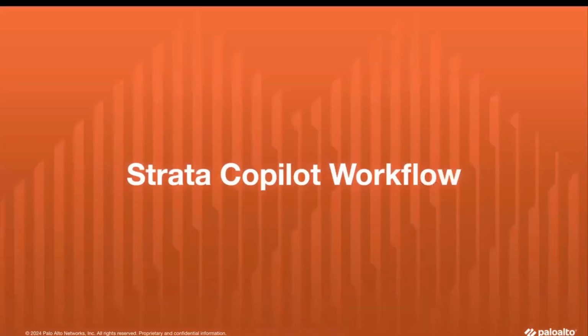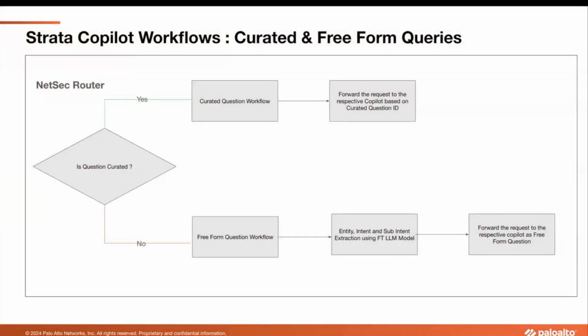Now let's talk about the Strata Copilot workflow. I wanted to quickly talk about the workflow, what happens in the backend. So when you ask a Copilot question, whenever the router receives the request, it will check if the question is curated or not. The UI already has a list of all the curated questions. If the user selects one of the curated questions, then the Copilot knows the question ID and it will trigger the curated question workflow, where based on the question ID, we'll have all the information available in the backend, and then the specific request will be forwarded to the specific Copilot as shown in the earlier slide.